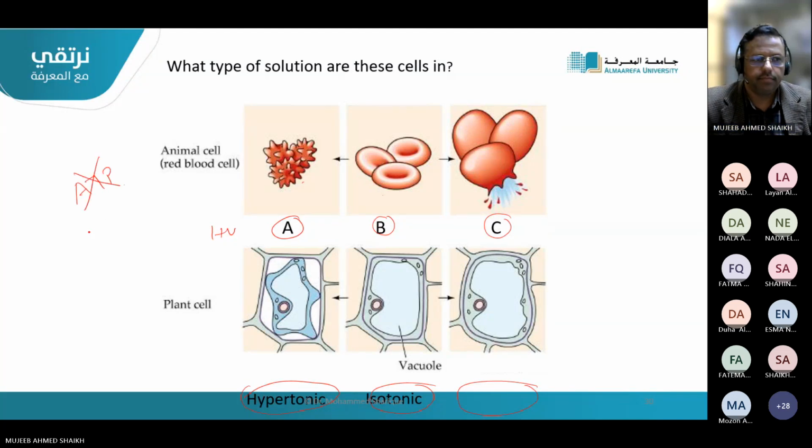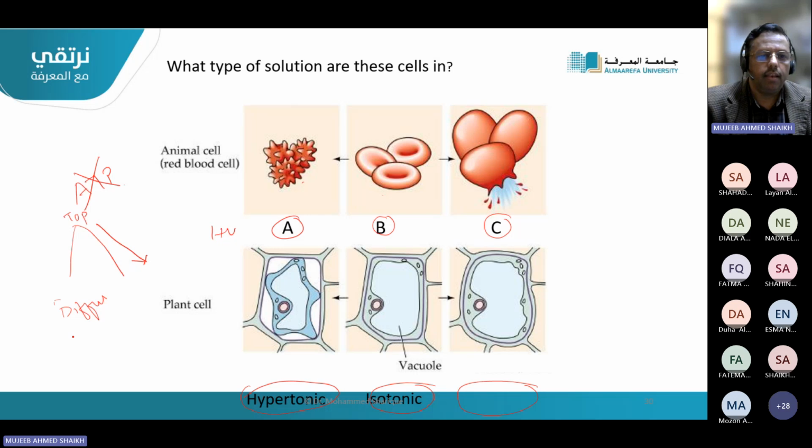Then movement from more to less, or high to low, like this from top to bottom, more to less. Okay, good. Examples of passive transport are, what are the examples of passive? Diffusion. First is diffusion, then facilitated diffusion, and then the last one is osmosis. Very good.